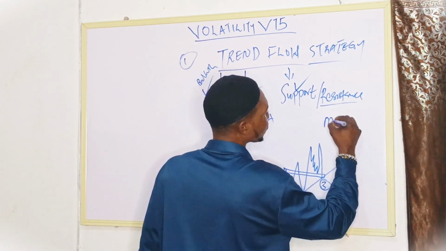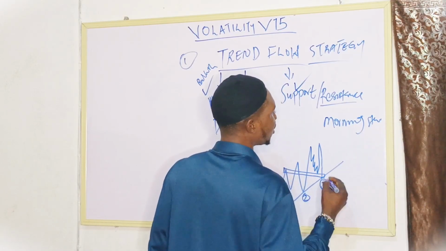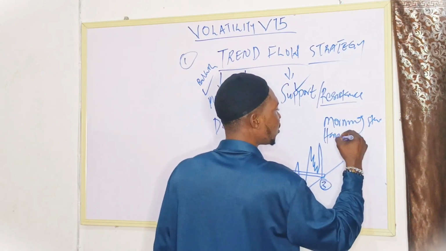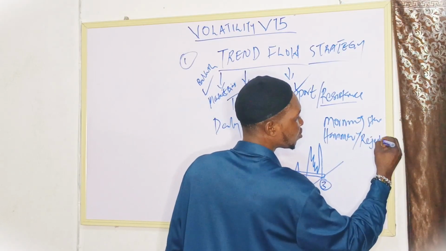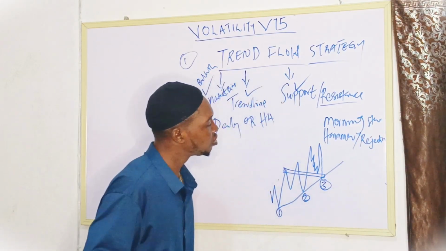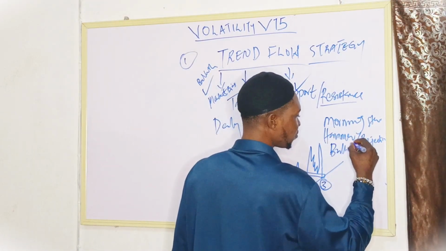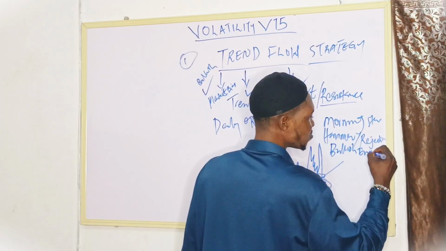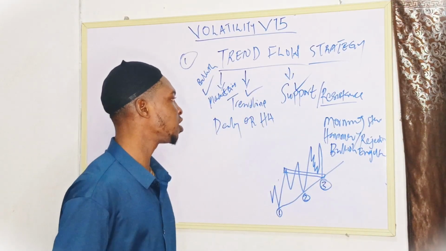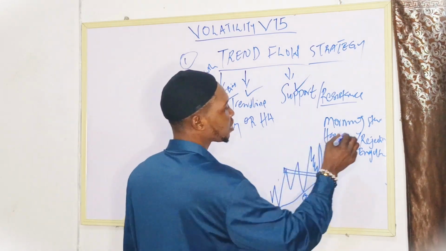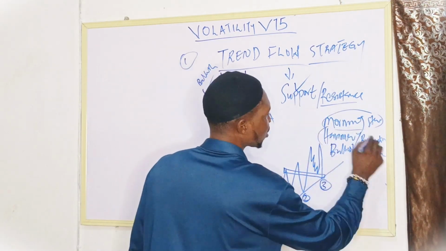I want to look at Morningstar, the likes of hammer, or mostly rejection candle, and we can also use bullish engulfing. Yeah, so basically these are the candlesticks that I actually use, but most importantly I pay more attention to morning star and evening star, and then rejection candle.